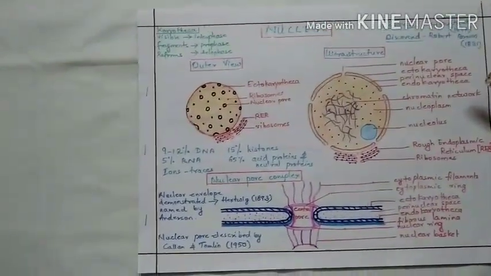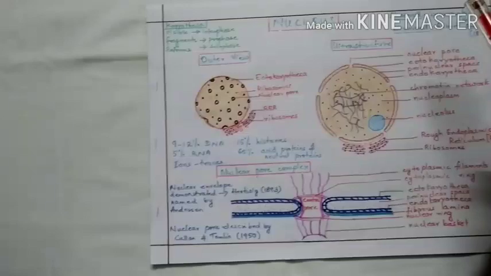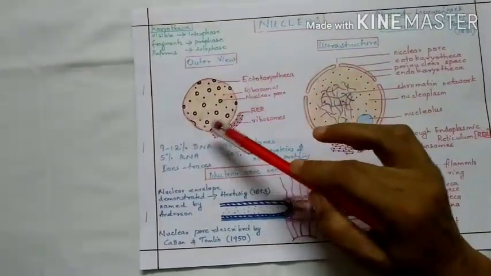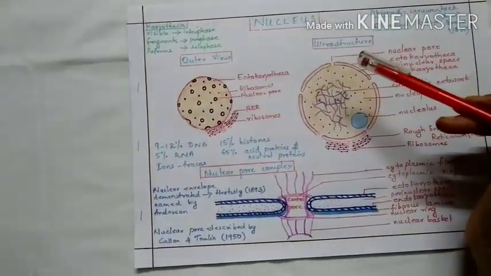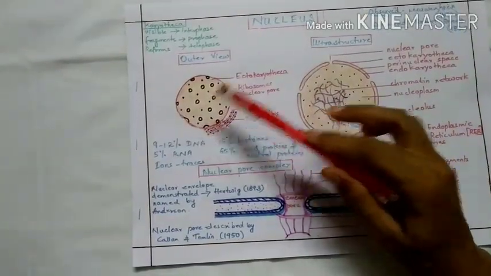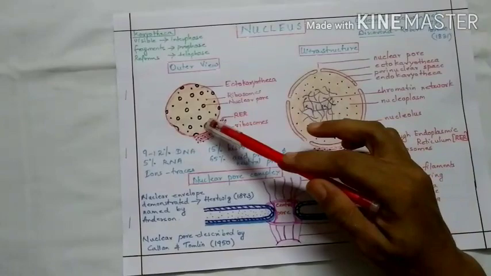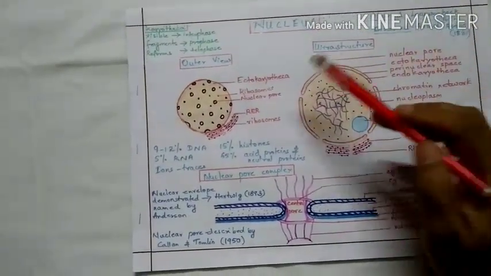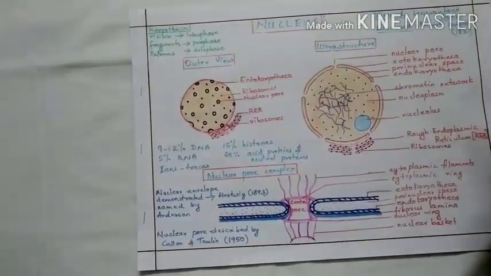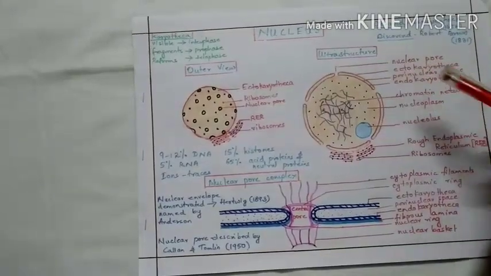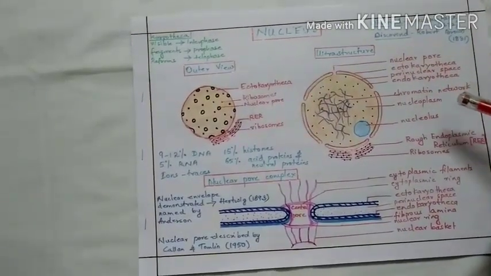The outer membrane is called the ectokaryotheca. In the outer membrane, ribosomes are seen in plenty, and also nuclear pores are seen. The rough endoplasmic reticulum arises from the outer nuclear membrane or the ectokaryotheca. Let's take a closer look at the ultrastructure of the nucleus.